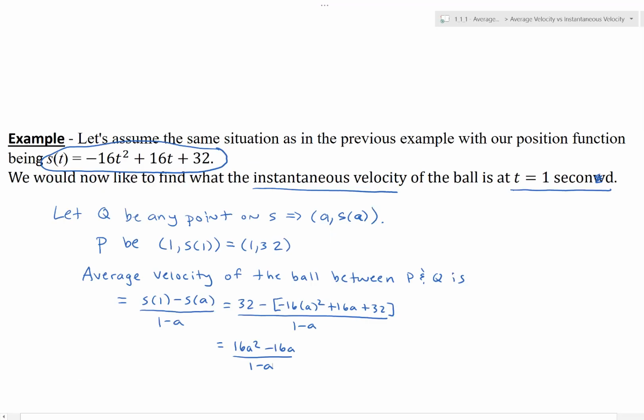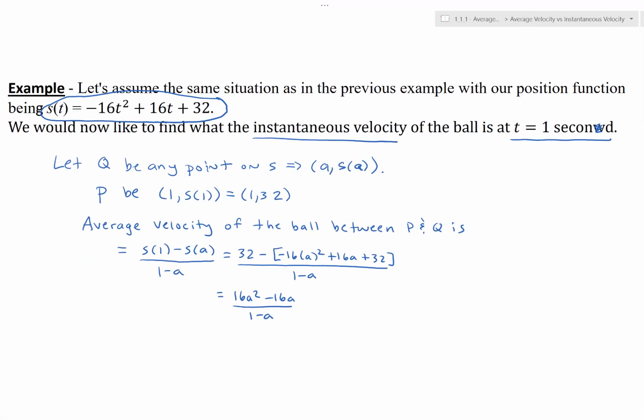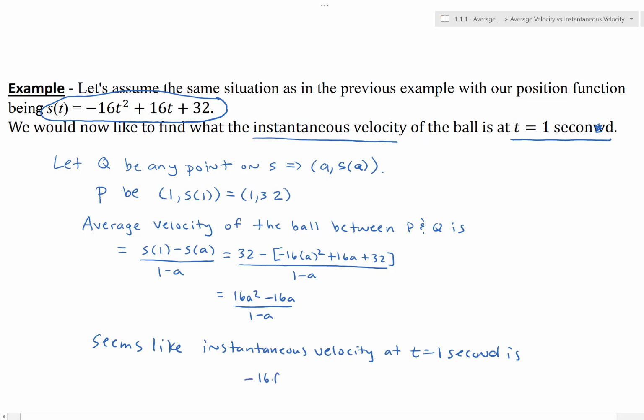So you go back over here. From that diagram, it seems like this instantaneous velocity at t equals 1 second is negative 16 feet per second. So at that instant, how fast was the ball moving? It was moving at a velocity of 16 feet per second in the downwards direction. It was decreasing, it was going back to the ground.